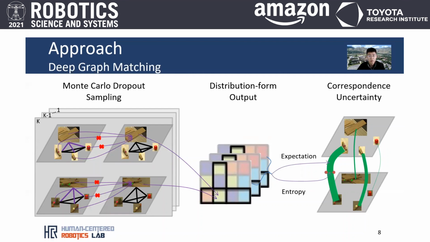Given the distribution of parameters, we obtain the distribution of outputs, and given the probabilistic outputs, we calculate the expectation of the correspondence samples to be the final correspondence, which is visualized by the green lines. And also we calculate the channel entropy of samples to be the correspondence uncertainty, which is visualized as the widths of the green lines.